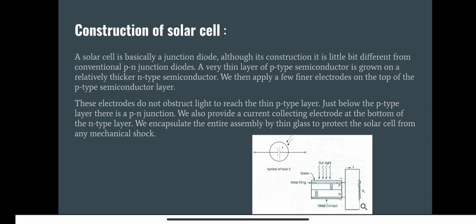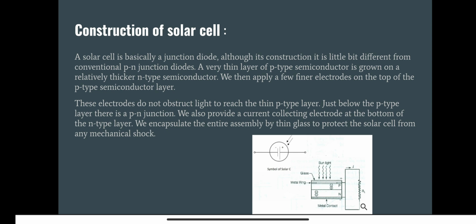Construction of the solar cell. A solar cell is basically a junction diode, although its construction is a little bit different from a conventional PN junction diode. A very thin layer of P-type semiconductor is grown on a relatively thicker N-type semiconductor. We then apply a few finer electrodes on the top of the P-type semiconductor layer. These electrodes do not obstruct light from reaching the thin P-type layer.